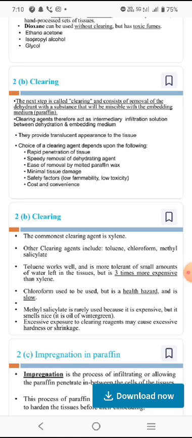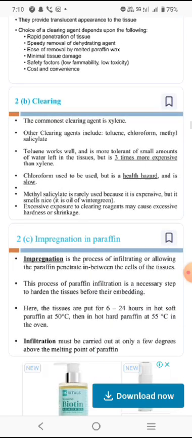The choice of the clearing agent depends upon the following: rapid penetration of tissue, speedy removal of the dehydrant, ease of removal by the molten paraffin, minimal tissue damage, safety factors, availability, low toxicity, cost and convenience. The common clearing agent is xylene. Other clearing agents include toluene, chloroform, and methyl salicylate.